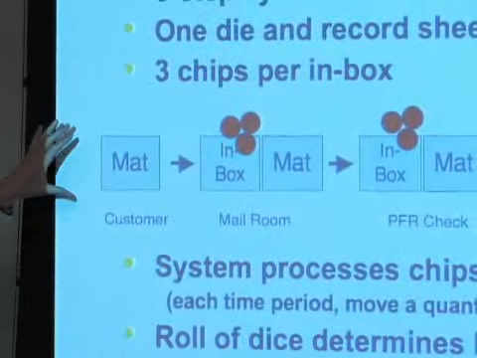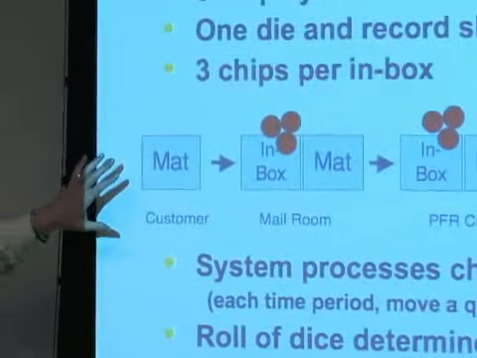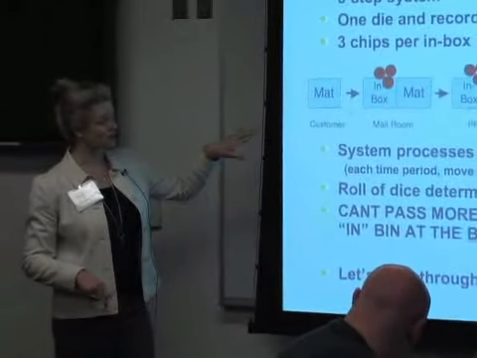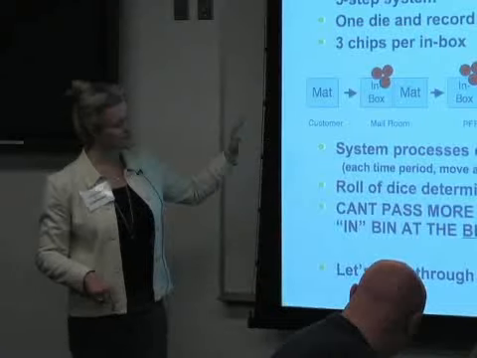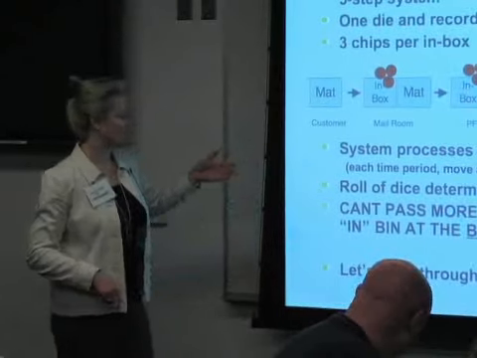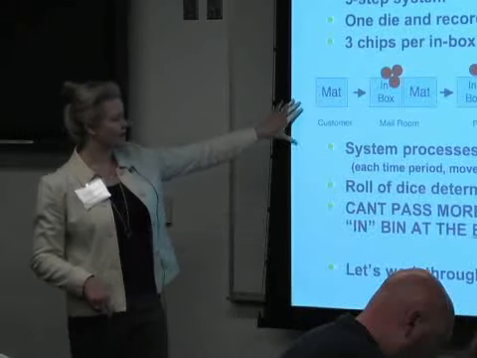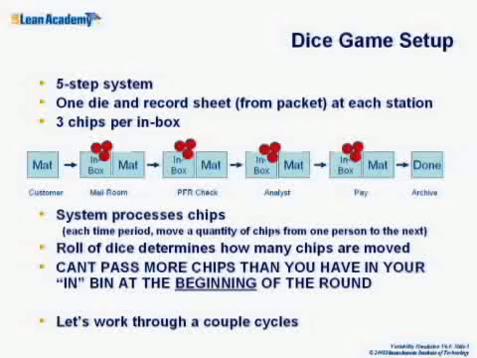All right, excellent. So this is a system that's going to mimic the accounts payable setup that we saw in the case study previous to this, and the system is designed to process chips. We're going to simulate a finite number of days, 20 days, and each day you're going to roll the dice, and the roll of the dice is going to determine how many chips you have processed and are going to move through the system. So it's a very simple rule for how much work you're going to get done in any day. And one of the basic concepts is you can't pass more chips in any given roll than you have in your inbox.